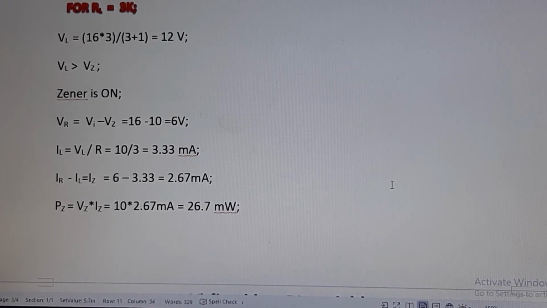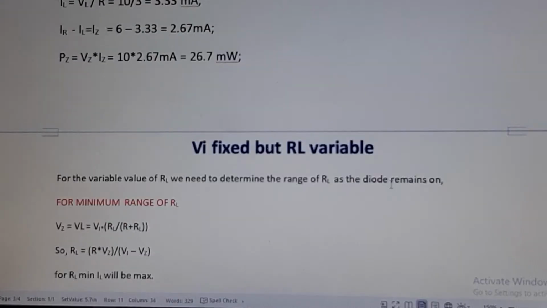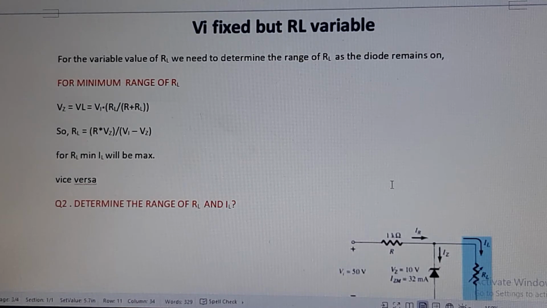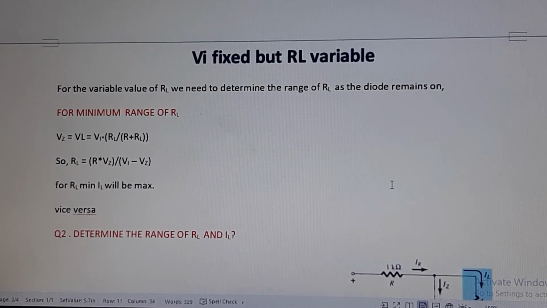By this we can say that we can identify the current and voltage through the Zener diode when Vi and RL are both fixed. Next we move to the region where Vi is fixed but RL is variable.